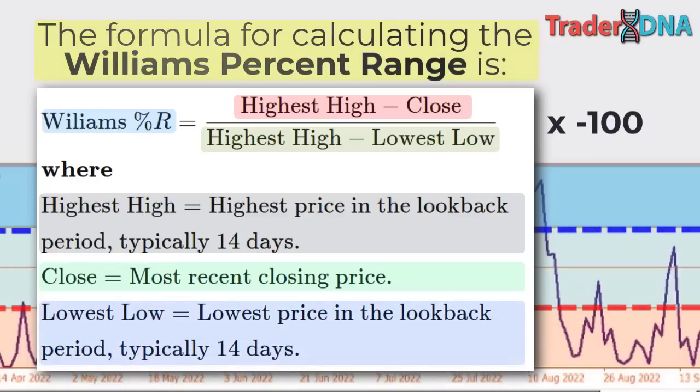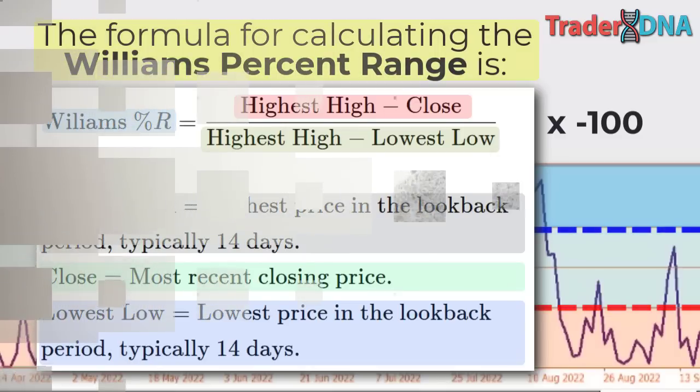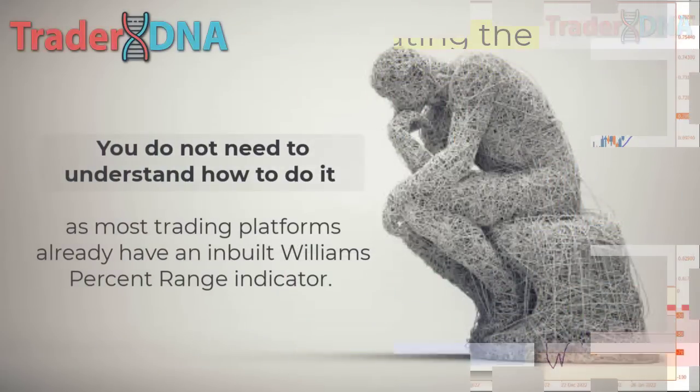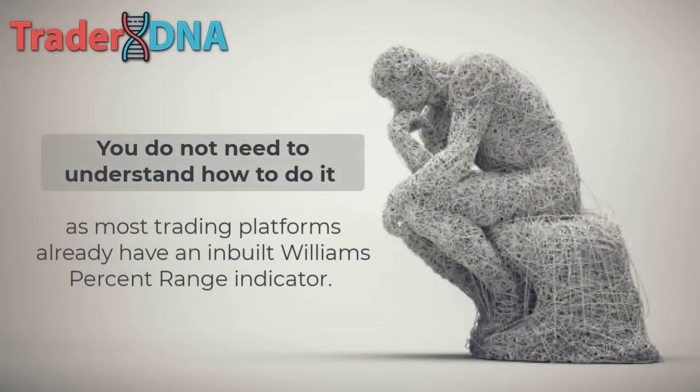Usually, the Williams percent range is calculated for 14 periods. However, you can always change this to your preferred number of periods. Like for most indicators, you do not need to understand how to do it, as most trading platforms already have an inbuilt Williams percent range indicator. Look for it in the indicator section of your trading platform.